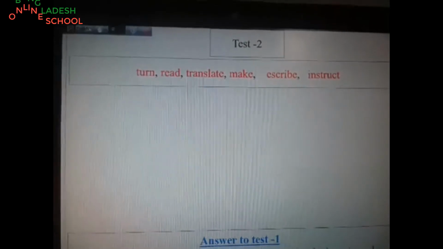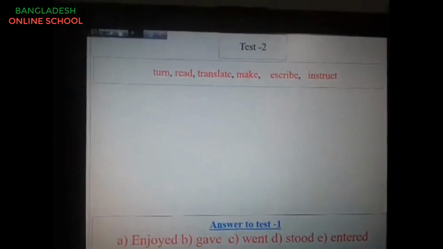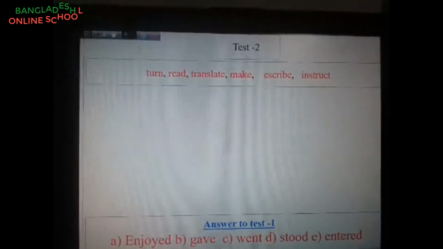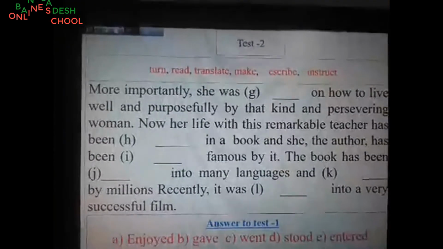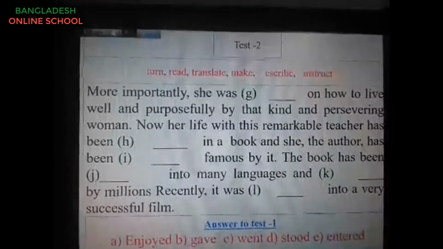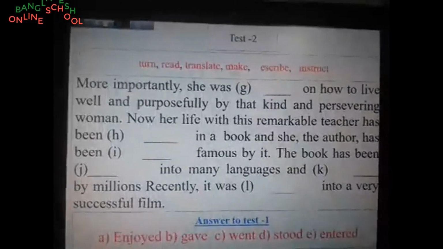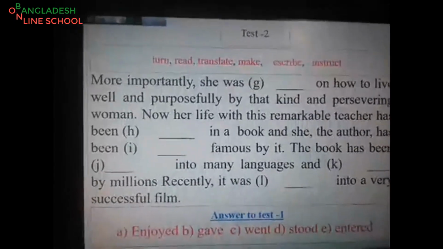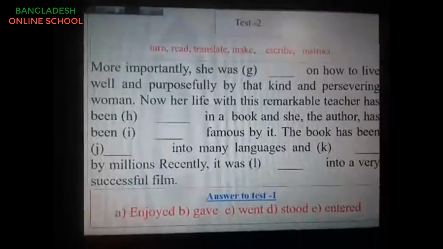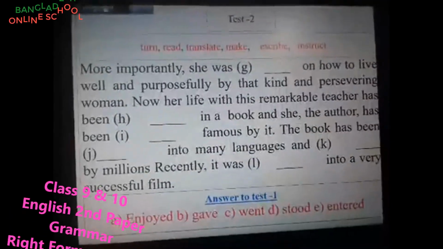These are the clues, verbs. With the use of this verb you will solve the following problem. Okay, you read the text and find out the problem, find out the solution, and in the next class I will provide the answer.